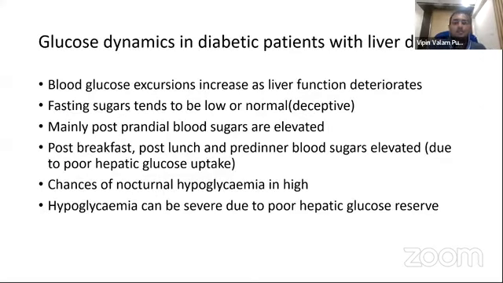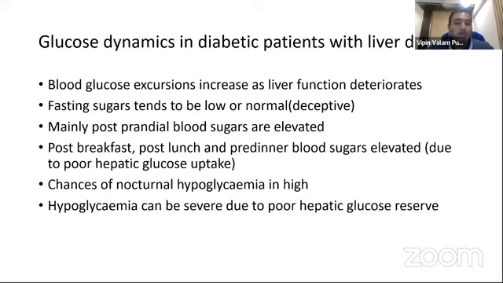If you see the glucose dynamics in a patient with diabetes and liver disease, what changes are happening in the glycemic parameters? We know that as liver function deteriorates, blood glucose excursions increase, which means hypos and hypers will increase. The fasting sugars tend to be low or normal, which can be deceptive in this population. Many patients may say, my fasting sugar is always normal, but my postprandial is on the higher side. So mainly postprandial blood glucose is elevated. Post-breakfast, post-lunch and pre-dinner blood glucose are elevated due to poor hepatic glucose uptake.